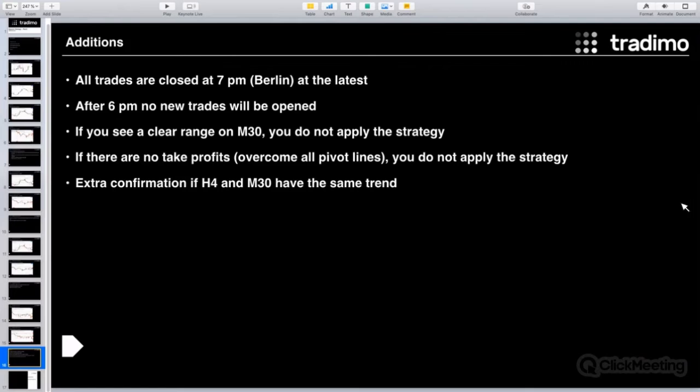Okay, absolutely correct, Hans-Peter. You're right. My guess would be a long period of sideways movement without trends. Absolutely correct. And let's have a look at a practical example.